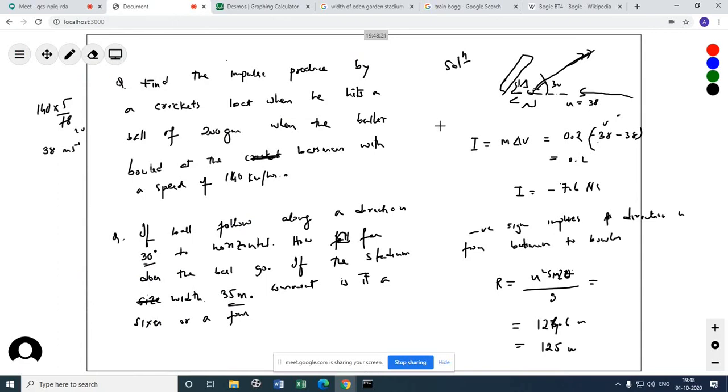Because the longer side will be the 6 only, na? Yes, because we are taking the same direction only. Now if this side is 135 meter, and this dimension would be how much? This is 35 meter, right? Yes. But it should be a 6 because the batsman would be hitting from the center.